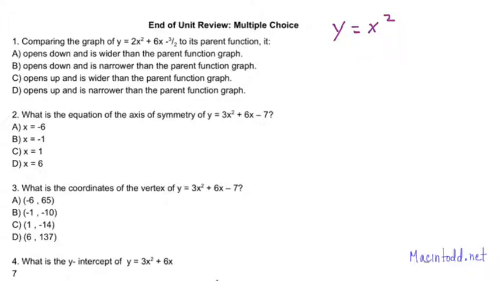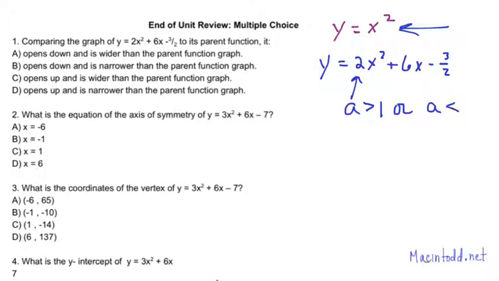Question number 1 says compare y equals 2x squared plus 6x minus 3 halves to the parent function. Our parent function for quadratics is y equals x squared. In this case, this new parabola, this child parabola, has a 2 for an a value, and a controls whether it's going to be wide or narrow. If the a value is bigger than 1, or if the a value is less than -1, then you're going to end up with a very narrow graph compared to the parent.